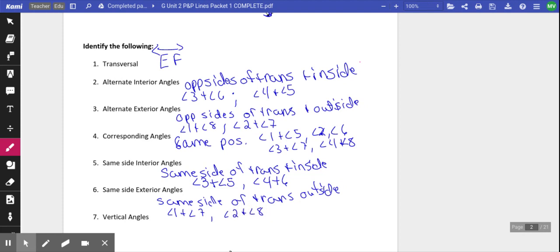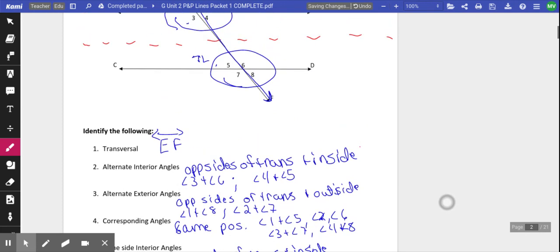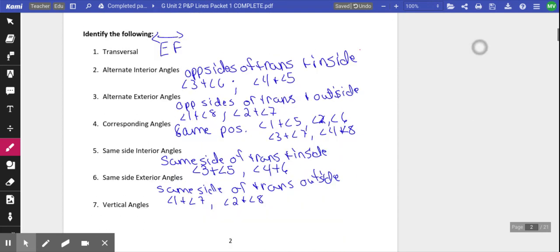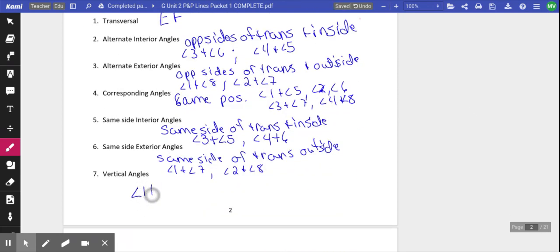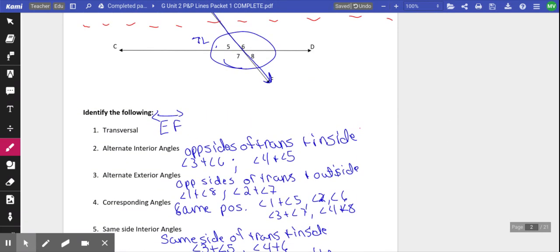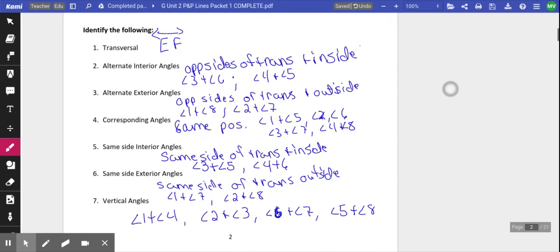And then we have our vertical angles. Vertical angles are always angles that are across from an X. So if we look at the top X, we have 1 and 4, and then 2 and 3. And then we're going to have 6 and 7, and 5 and 8, because 6 and 7 are across, 5 and 8 are across. So those are our pairs.